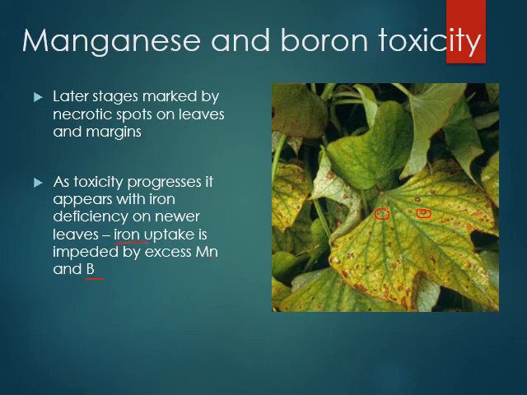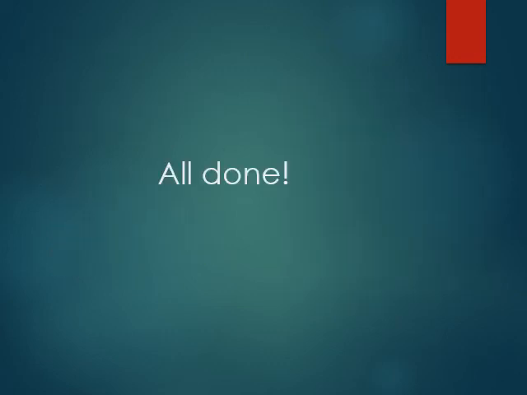So by having excess, remember how we talked about antagonisms and synergisms with nutrients? Excess manganese and boron will actually be antagonistic to iron uptake. So you can also see a combination of necrotic spots and yellowing in the younger leaves as a result of excess manganese and boron availability, either one. And I'm going to say most likely manganese if you had to choose.